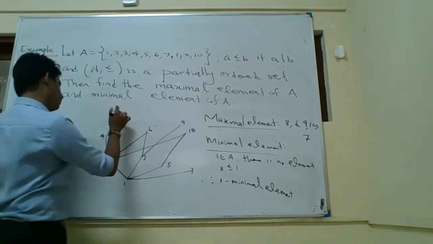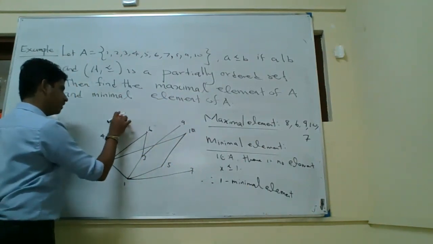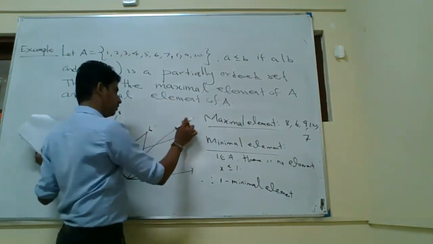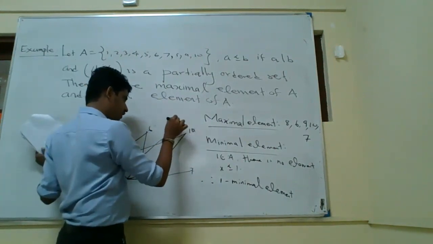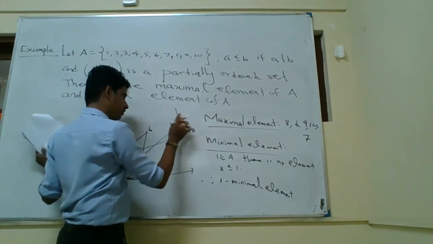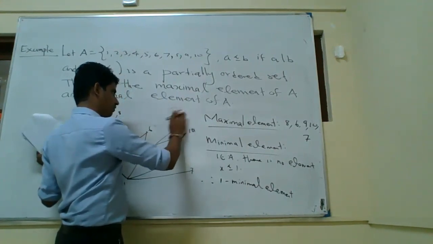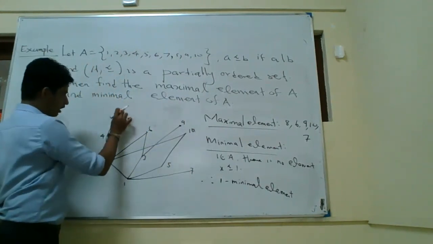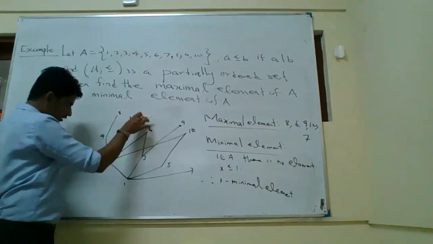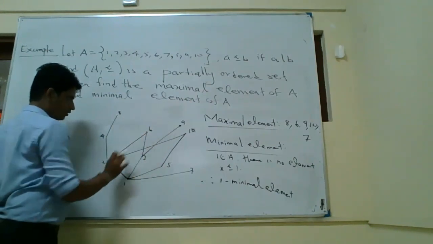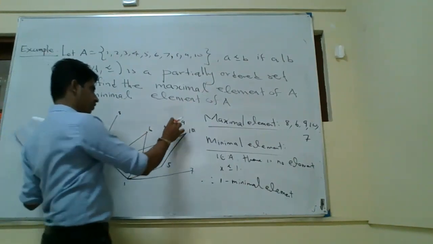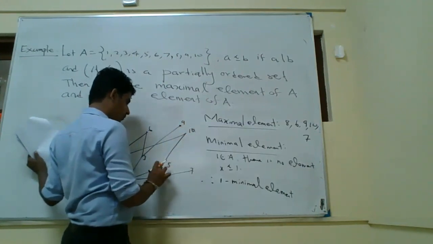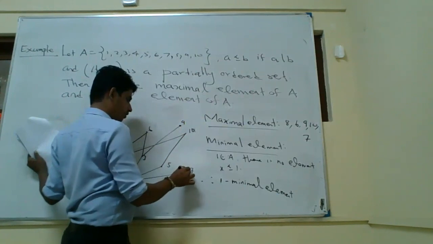Understand? Maximal element means there is no other element greater than this one. Greater than this one means there are some relations like this. Here there is no relation after this one. Therefore, it is your maximal element. In this case there is no relation after this. Therefore, it is not your maximal element where there is a relation.